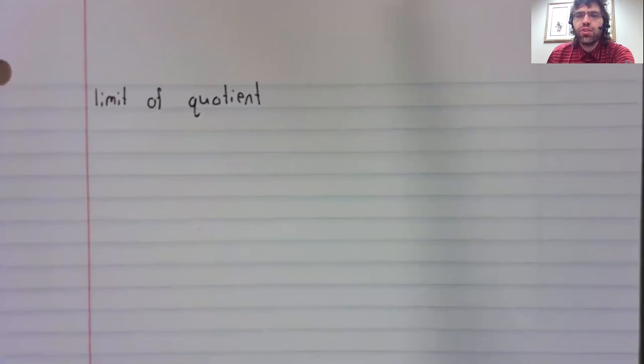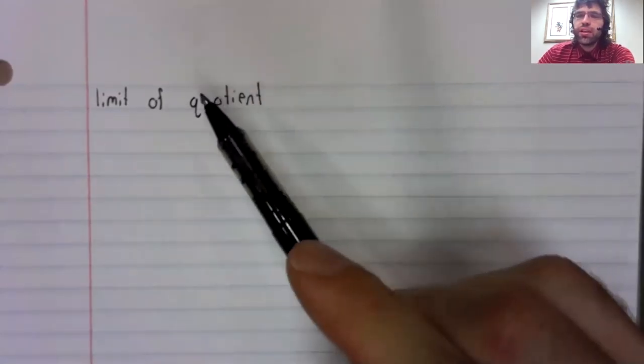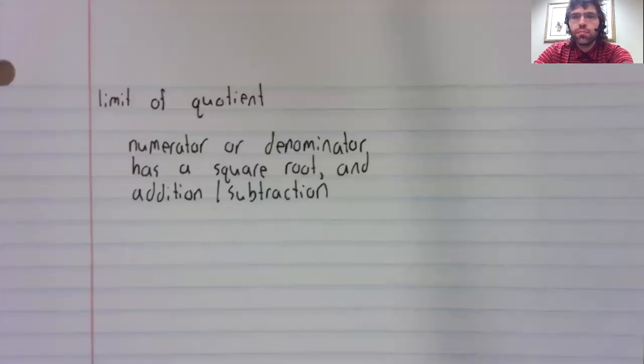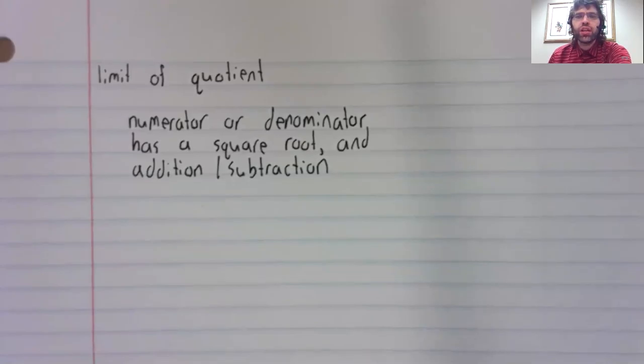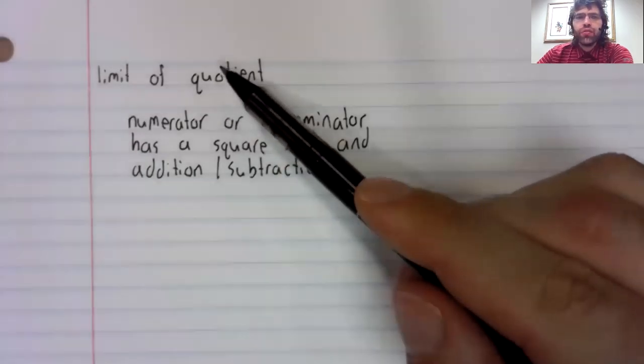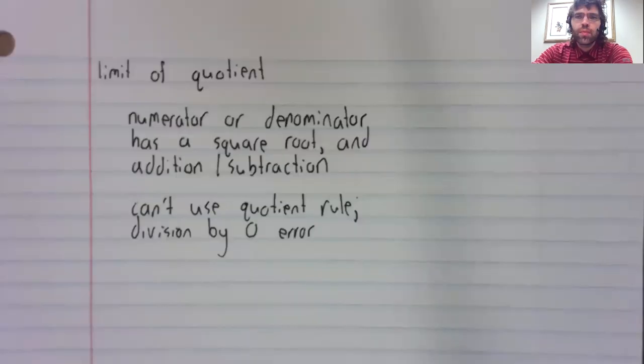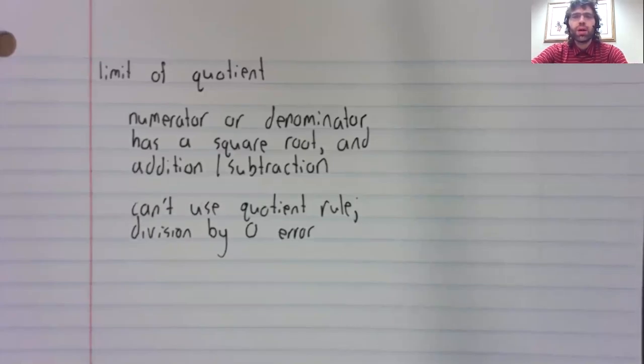One topic remains: a kind of specialized limit-finding technique for quotients involving square roots. It's a little hard to state exactly when you use this technique. It's a know-it-when-you-see-it type of thing, but you're taking a limit of a quotient, and either the numerator or the denominator has a square root, and it has addition and subtraction. And you've got a quotient, as I say, but you can't take the limit using the quotient rule. You get a division by zero error if you try.